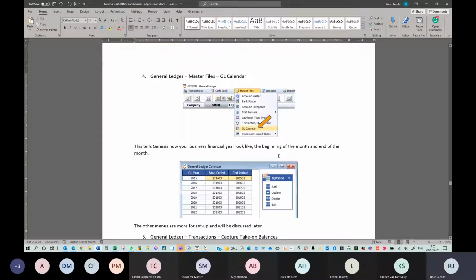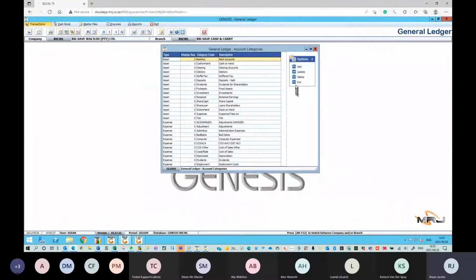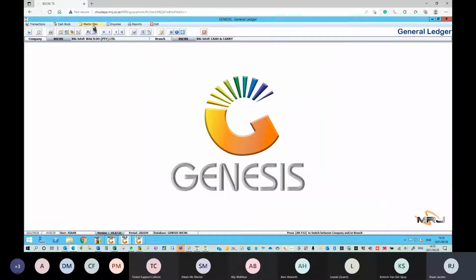Okay, so that is the setup. I want to show you something, but this is higher level, and over time you'll get familiar with that. So, cashbook, we'll get back to that now.